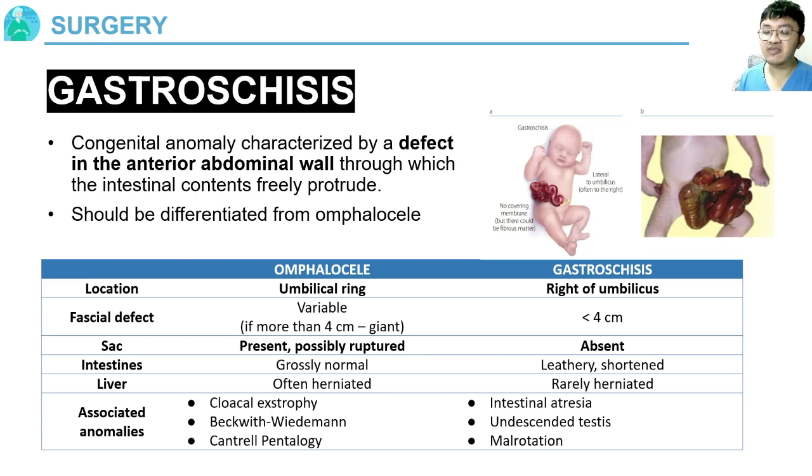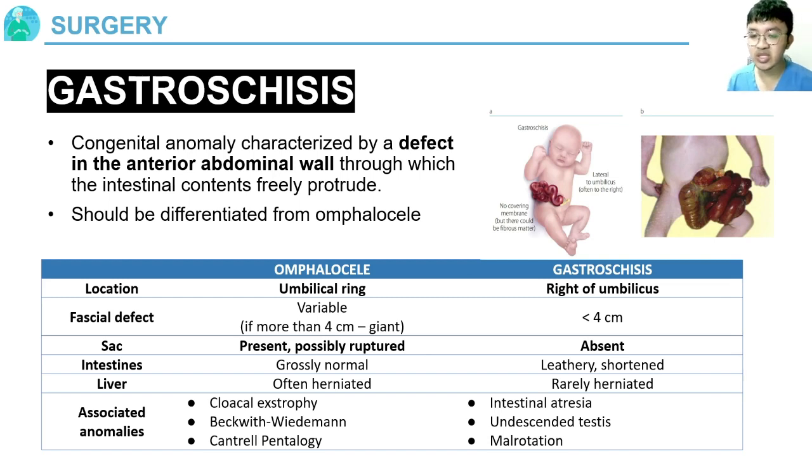For the intestines, in omphalocele it is usually normal. For gastroschisis, it's usually leathery or shortened because the intestines are exposed for a long time to the amniotic fluid of the amniotic sac. As a result, they undergo changes that make them hardier, more resistant to exposure. The liver for omphalocele is usually herniated, and in gastroschisis it is rarely herniated, it's usually just bowel.